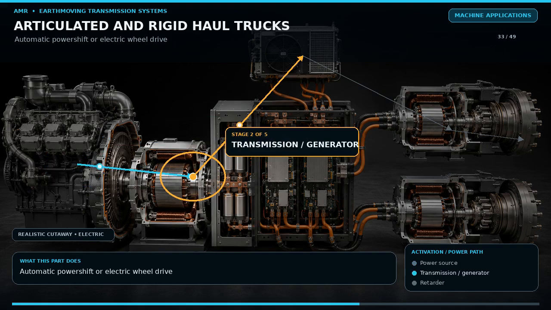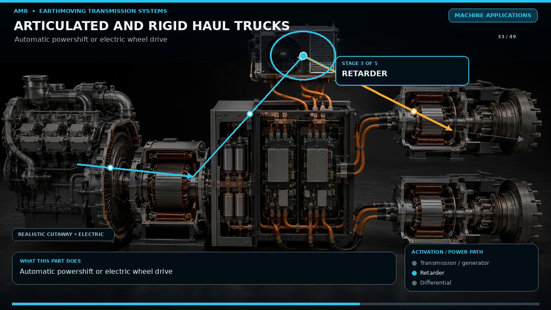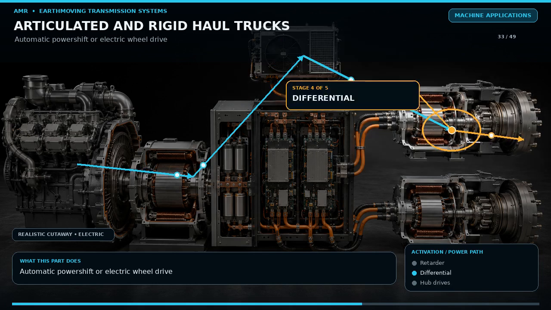Many rigid mining trucks use electric drive. A diesel generator supplies motors, and dynamic retarding turns the motors into generators. Other rigid trucks use large planetary powershift transmissions. Shift inhibit, body up speed limits, neutral coast protection, and brake interlocks are critical.